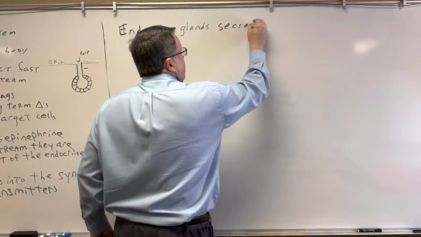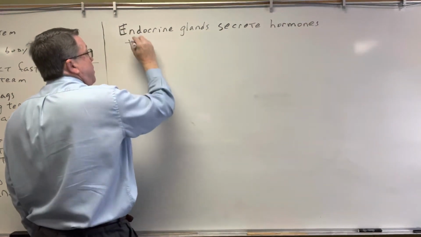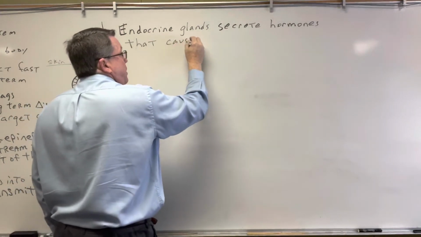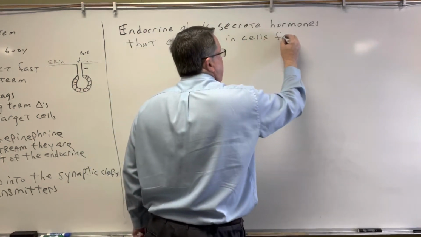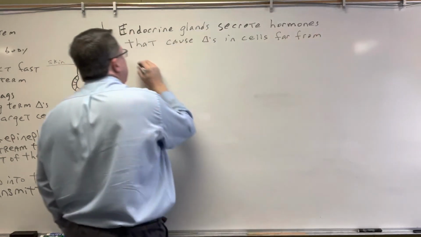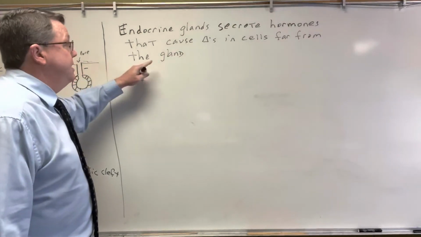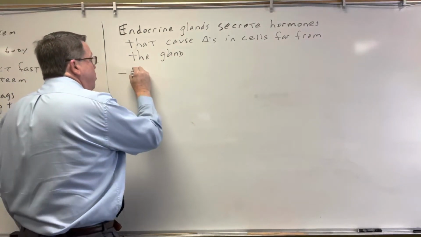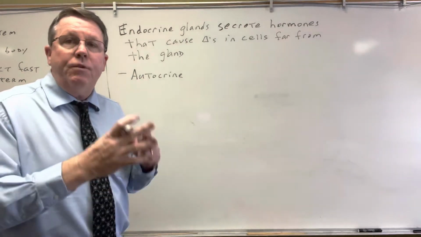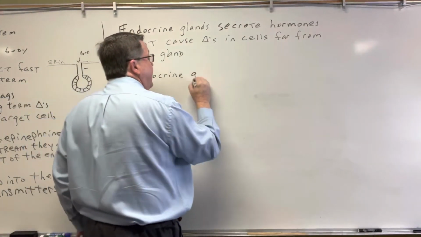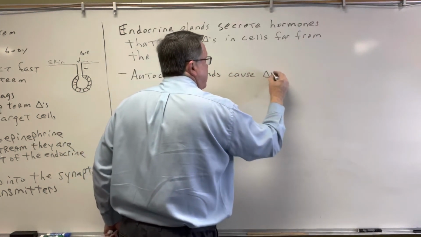So they secrete hormones that work or activate or that cause changes. Remember, delta means change. Okay, so they're going to secrete hormones that cause changes in cells far away from the gland. Now, autocrine glands, they're going to produce a hormone, but that hormone is going to leave the cell, go out and attach to a receptor and cause a change in that same cell. So autocrine glands cause changes on themselves.